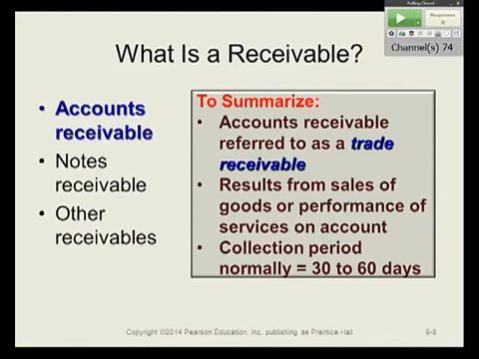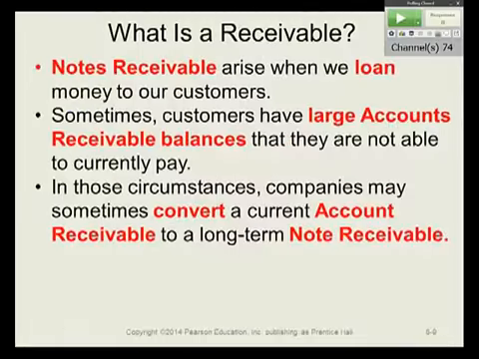So to summarize, when we look at accounts receivable, these are the 3 things you should know. There are trade receivables. They will be generated from the normal course of business, part of your normal operations, and the collection period is typically 30 days on an accounts receivable. On a note receivable, this is if you lend money to customers. That's one way to come up with a note.